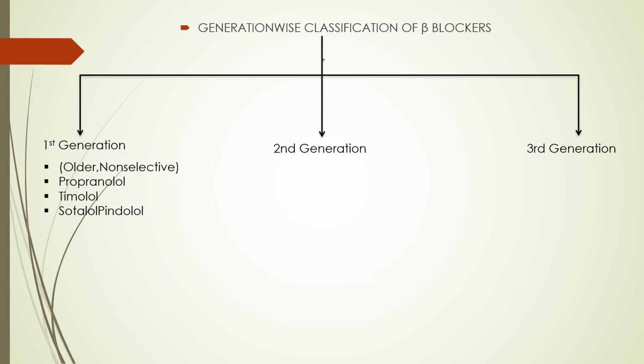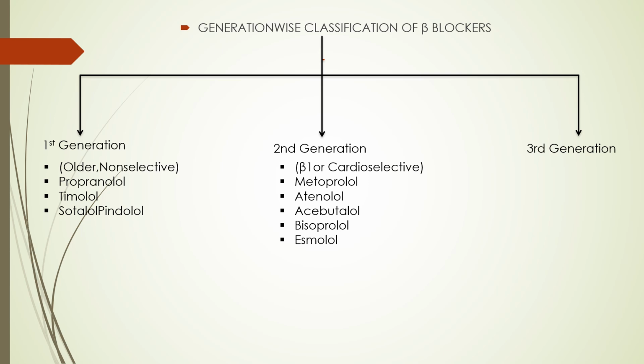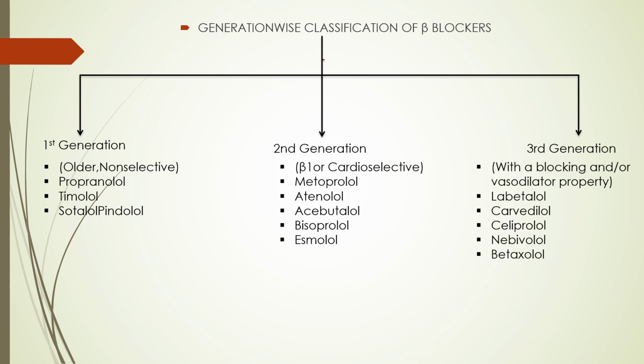Second generation beta blockers include beta 1 or cardioselective beta blockers. Examples are metoprolol, atenolol, acebutolol, bisoprolol, and esmolol. Third generation beta blockers include beta blockers having alpha blocking or vasodilator property. Examples are labetalol, carvedilol, celiprolol, nebivolol, and betaxolol.